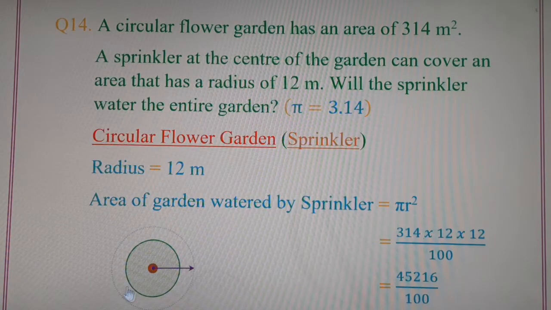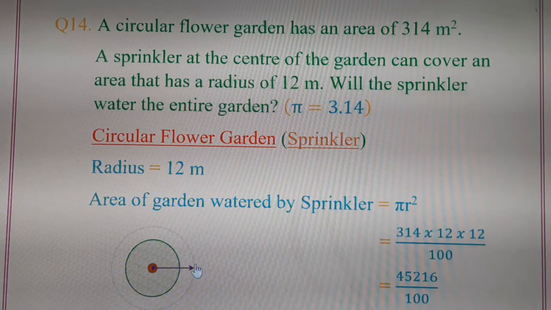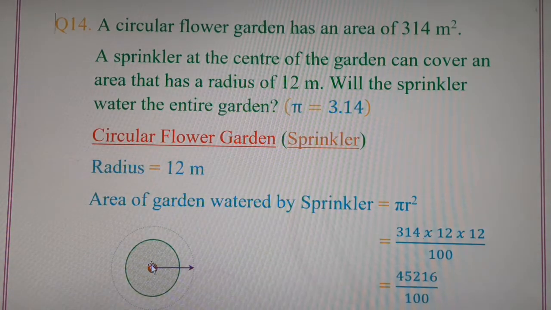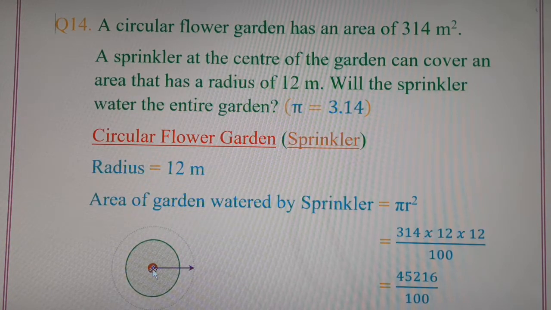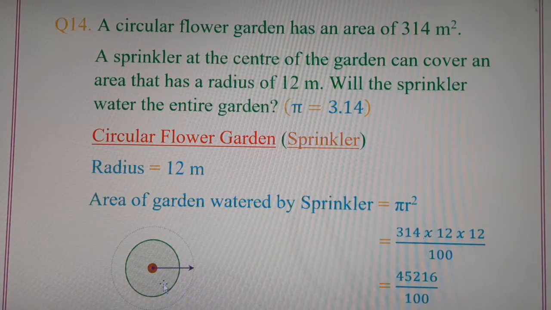So this green color circle represents the circular flower garden. It has an area of 314 meters square. This brown color circular object in the middle or center of the garden is the sprinkler. Sprinkler is a tap-like system which when switched on, will automatically sprinkle water around the garden.